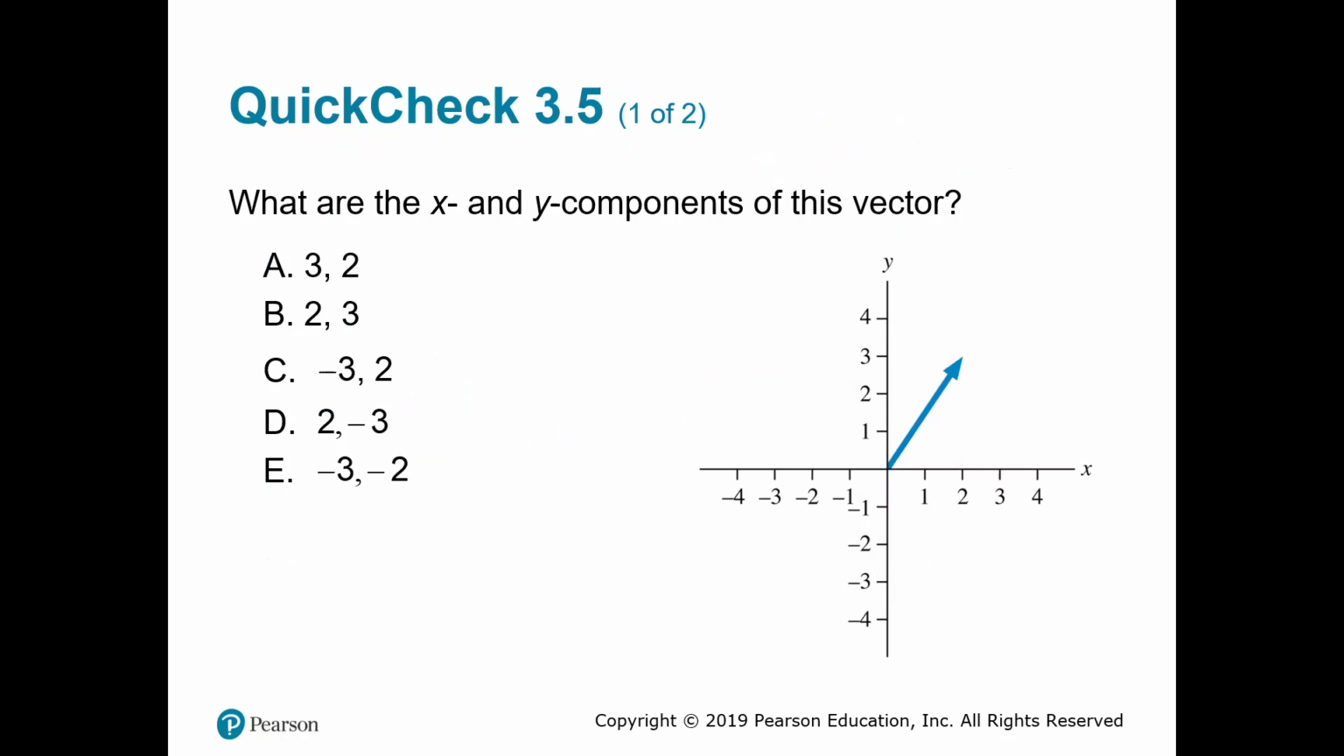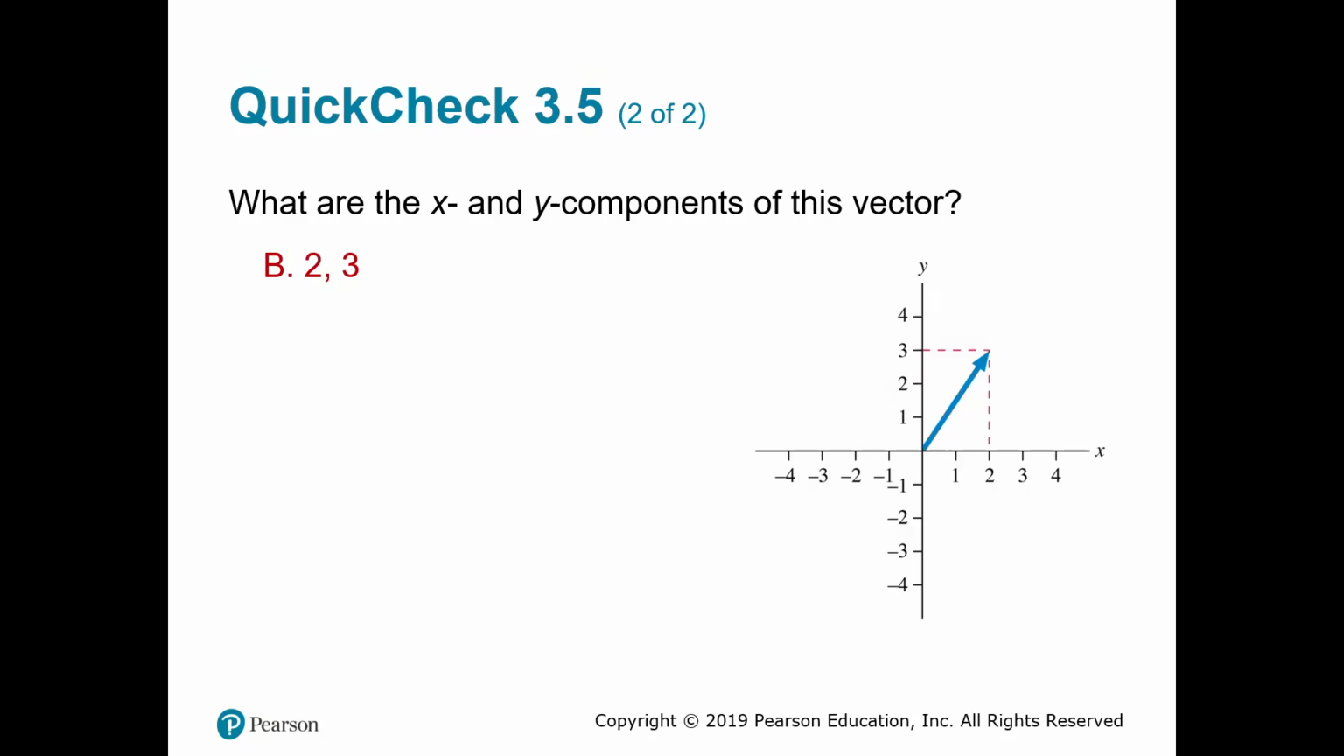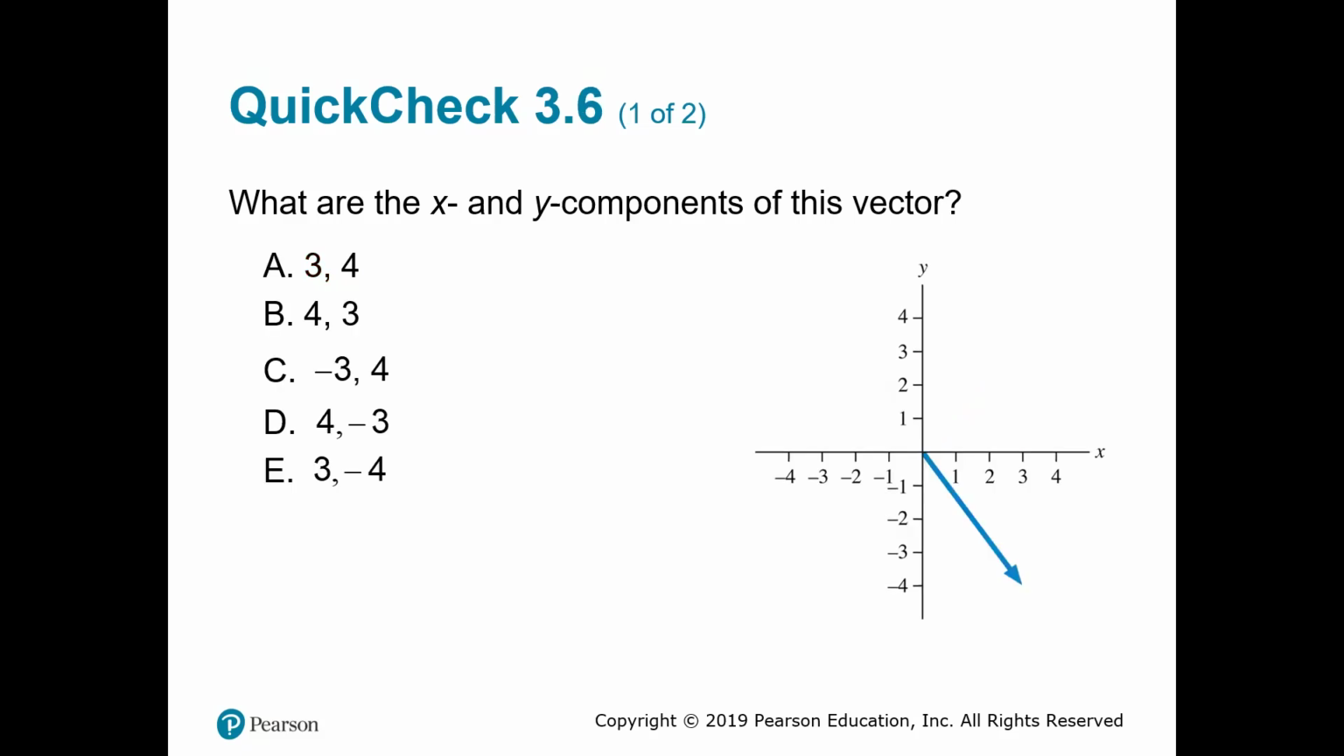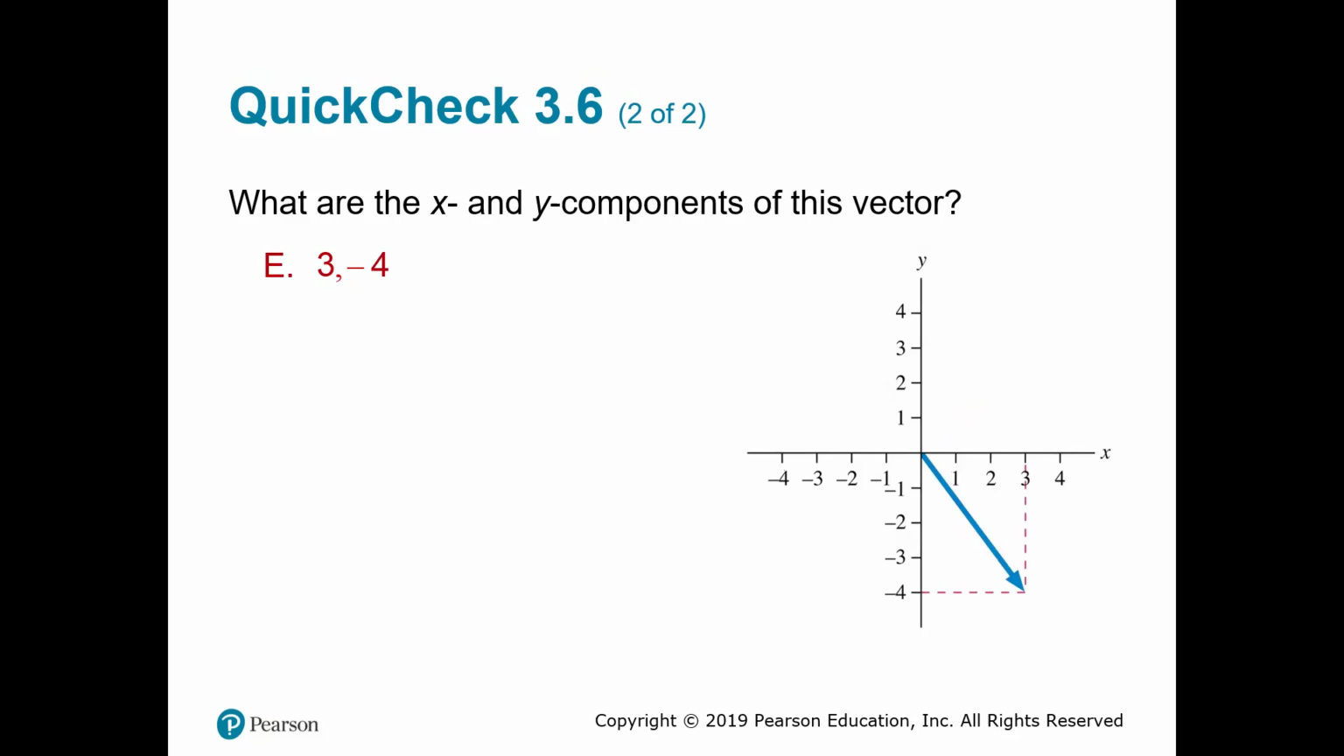So what is the component of this vector question? Simple, right? X component is 1, 2. Y component is 1, 2, 3, right? So it's 2, 3. Very simple question. And then what is the component again? I think now you guys can do it quickly. X is 3, Y is -4.